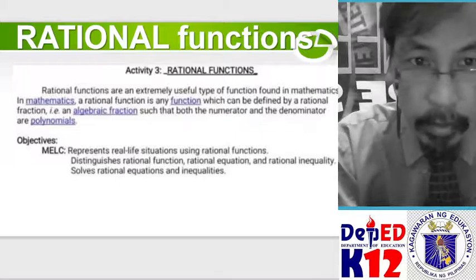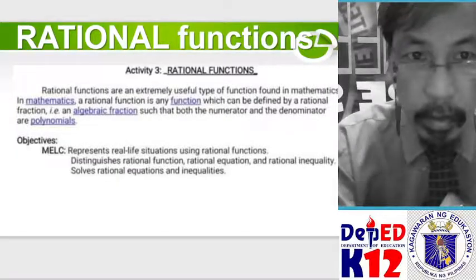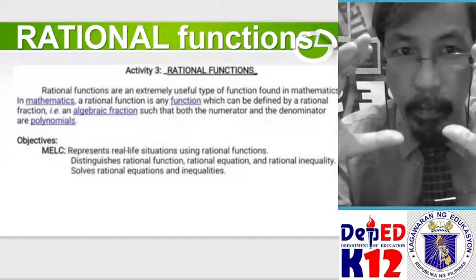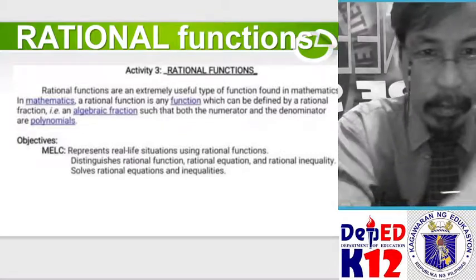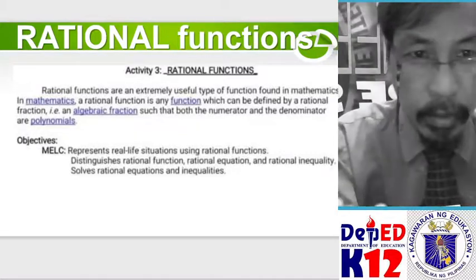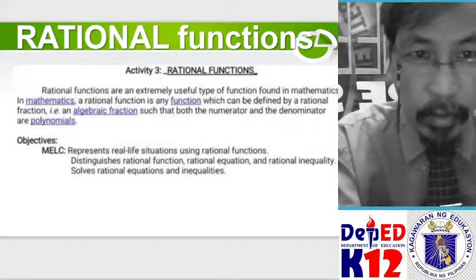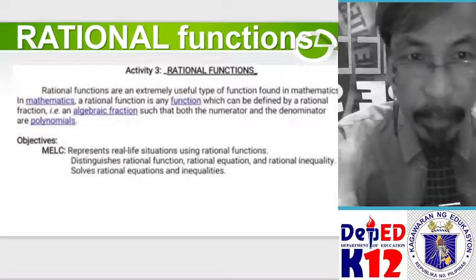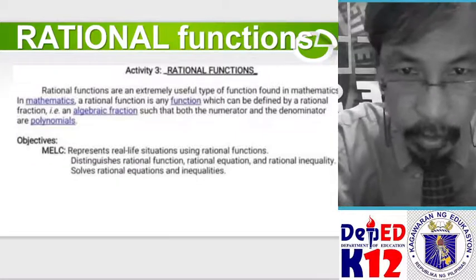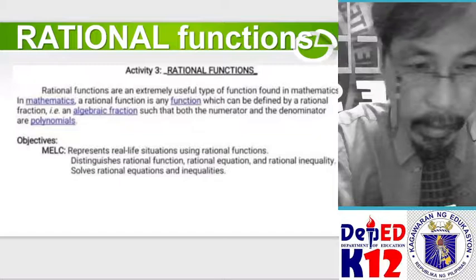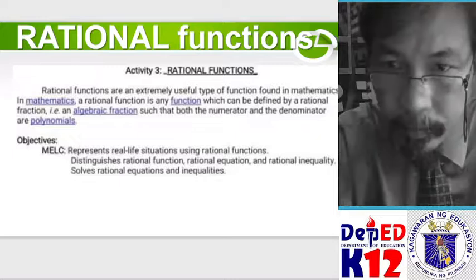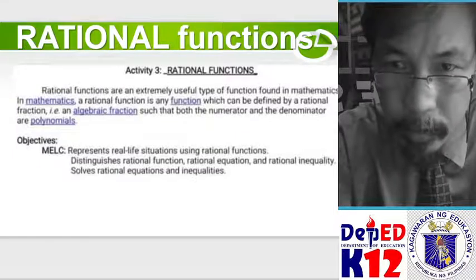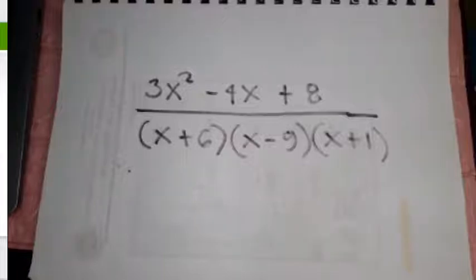So polynomials could be in terms of a long series of terms, or in terms of separate factors. Because if you can recall, polynomials could be factored. So as we can see, we'll have an example here. Let's have an example. So this is an example of a rational function.